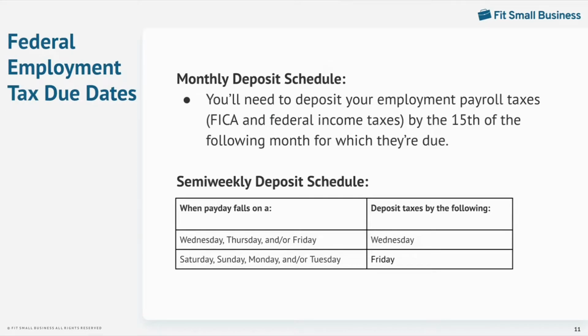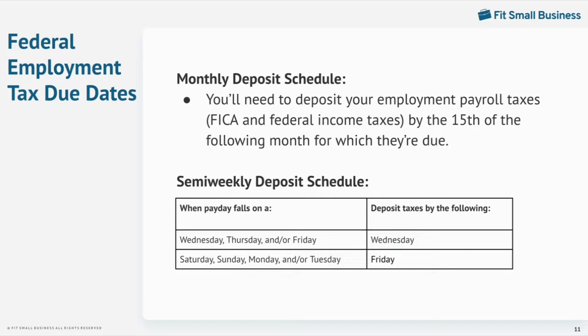Next, let's talk about due dates for federal employment tax, including FICA and federal income tax. These can either be monthly or semi-weekly. For a monthly deposit schedule, you'll need to deposit your employment payroll taxes by the 15th of the following month for which they're due.